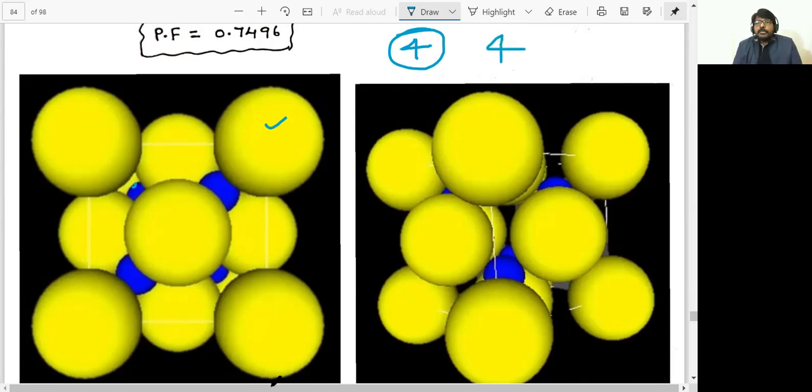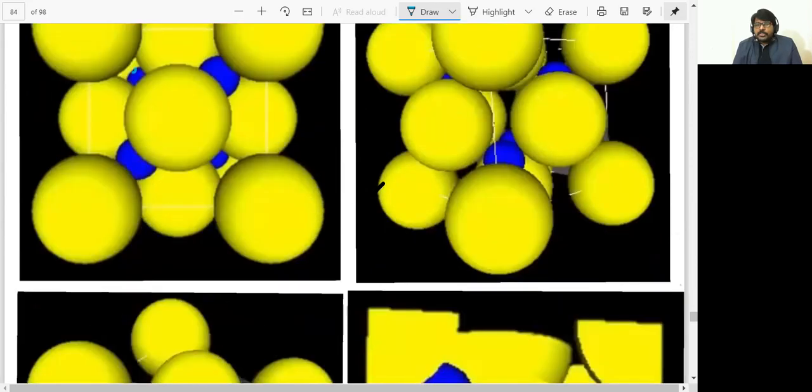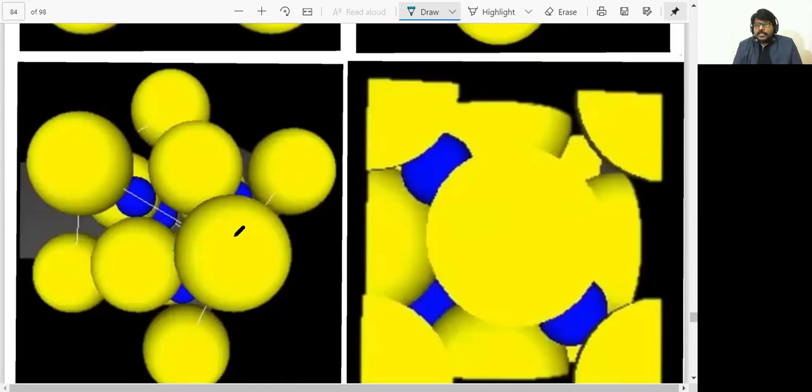It is said to be 4:4 type of packing. Stoichiometry is 1:1. Type of packing is 4:4. And this is about the zinc blende structure. This is the slice view, and here you can see the voids clearly in these pictures.